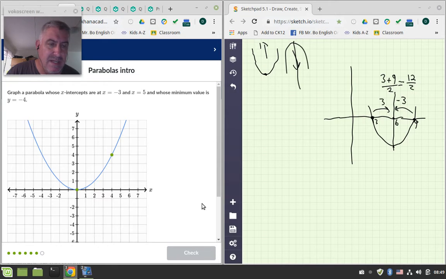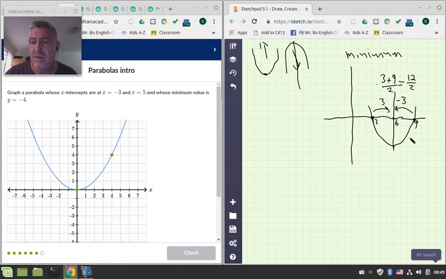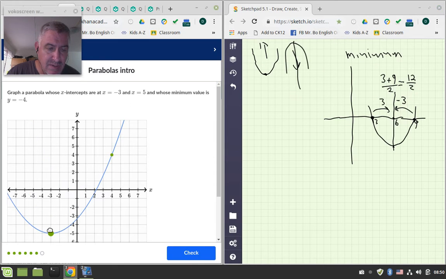Okay, last one, I think. Graph a parabola whose x-intercepts are x equals -3 and x equals 5, and whose minimum value is y equals -4. So minimum value tells us minimum. All right, so that minimum here is our vertex. So we know that happens at y equals -4, but we don't know where.